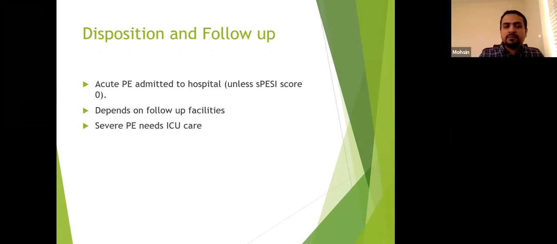Disposition and follow-up wise, most of the patients will be admitted. If you calculate a simplified pulmonary embolism severity index and their score is 0, then they can be discharged with a respiratory clinic or medical outpatient follow-up. But I don't know if in Pakistan we have that kind of strict follow-up or healthcare facilities. So I would say in Pakistan most of these patients will be admitted regardless. But in the UK, certain patients can be treated on an outpatient basis initially as well. And severe PE, of course, will need ICU care.